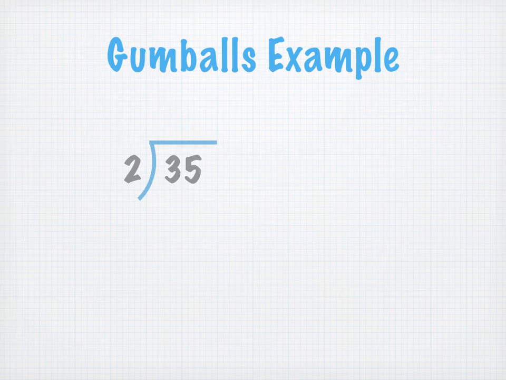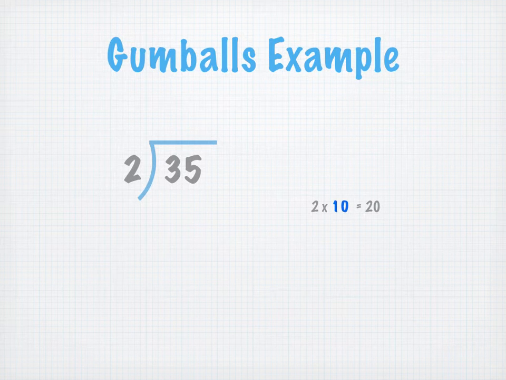Welcome back. Let's see how you did. Well, if I have 35 gumballs and I'm going to divide them into 2 equal groups, and we're going to try to be as fair as possible, I want you and I to have the same exact number of gumballs. Well, remember before that hint about multiplying by 10? That's really the easiest way to go.